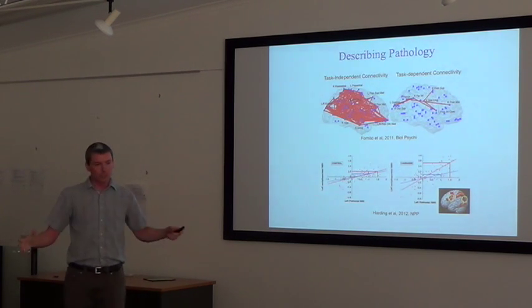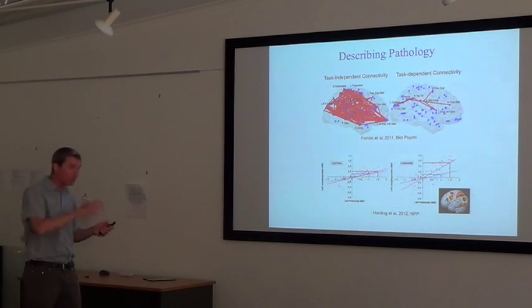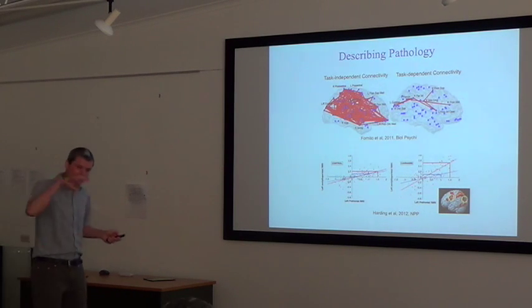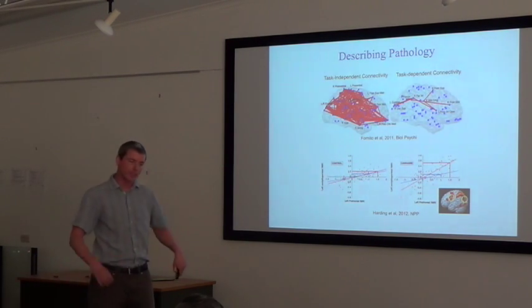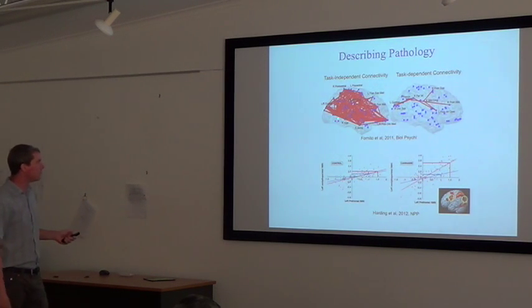But in general, we're still working at the whole brain level. This is a study done by Alex, who took a bit of a different approach, looking at task-independent connectivity, and found that in schizophrenia, it's tough to tell here, but there's a generalized decrease across the whole brain in connectivity, particularly within frontal temporal regions.